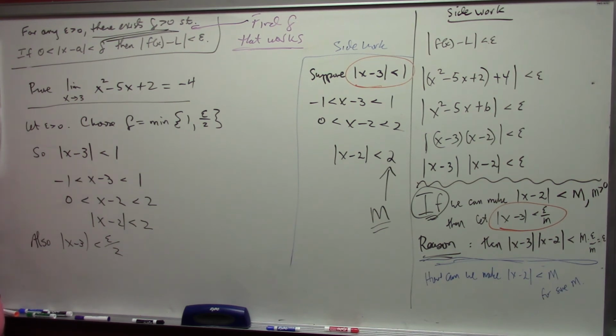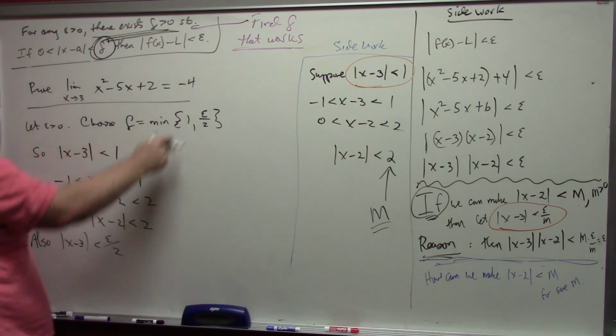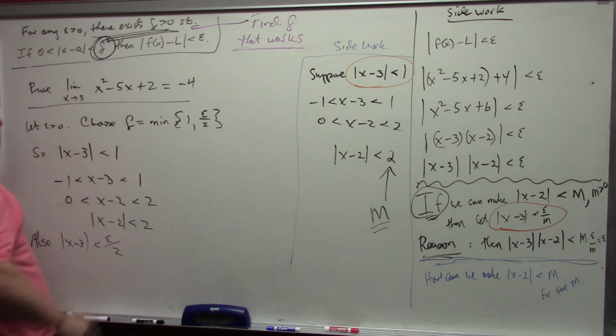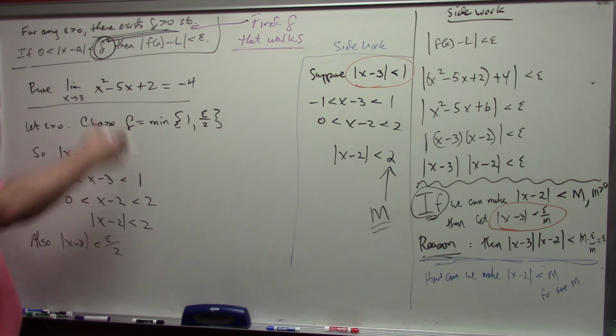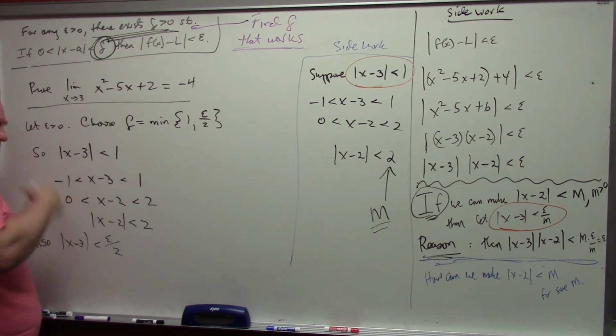The absolute value of x minus 3 is less than delta. Delta is the smaller of these. So it's less than 1, and it's less than epsilon over 2. If it's less than the smaller of them, it's less than the bigger of them. I said that backwards. And so the absolute value of x minus 3 is less than epsilon over 2.